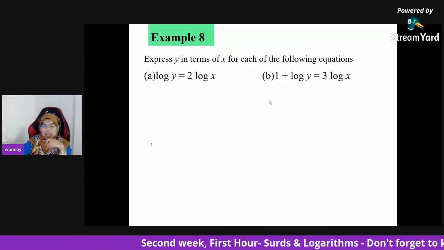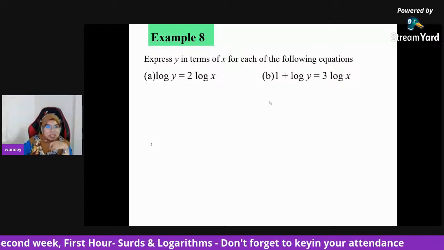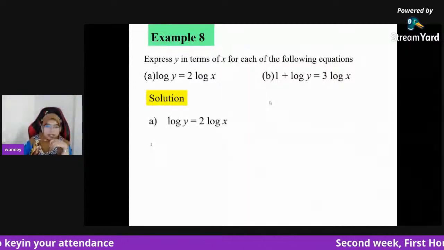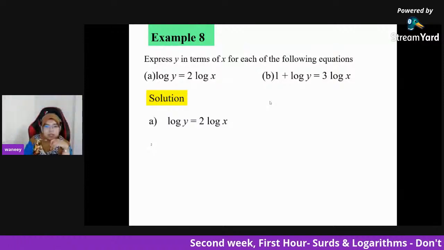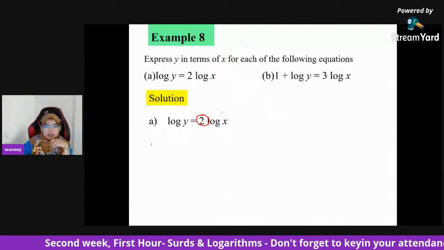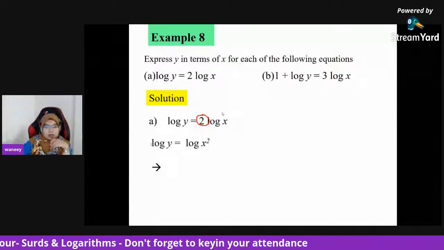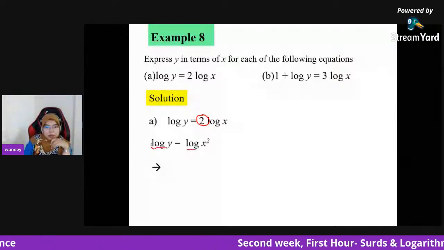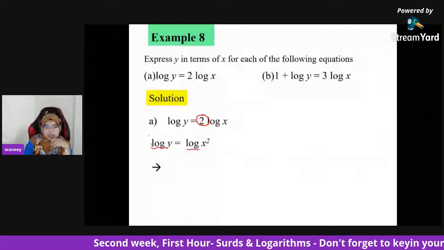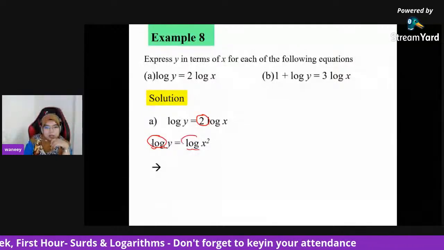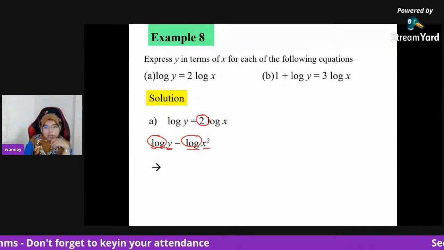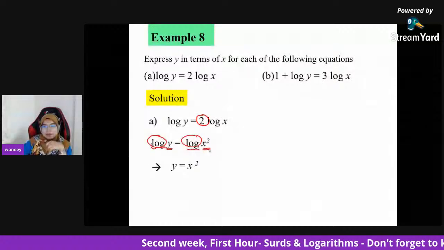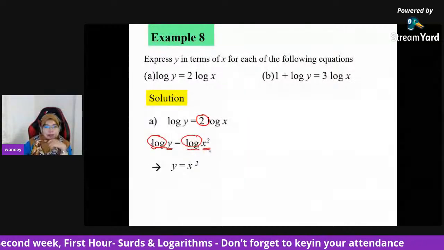Okay, betul. Alhamdulillah, betul. Okay, so now log y equal to 2 log x. Okay, so I have some number in front of the log here. So let us bring them up as the power. So log y is equal to log x squared. So since both of them is a log with the same base, so this is log to the base of 10. This is also log to the base of 10. So that means I can easily compare the number behind it. So that means y is equal to x squared. So done with the first one.